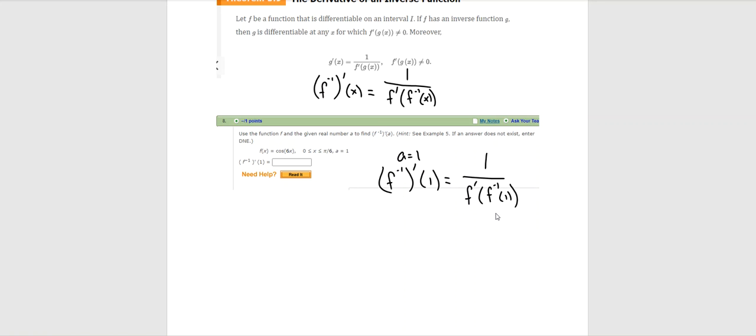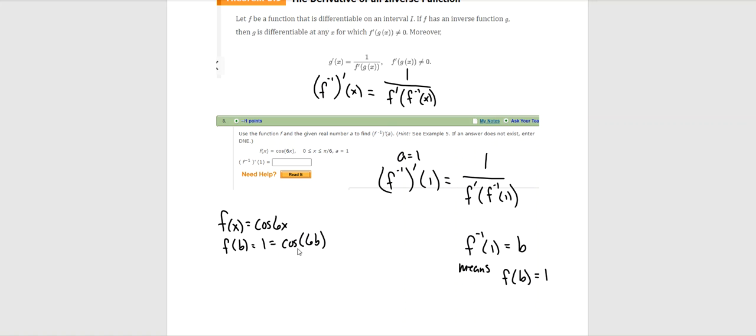Okay, so let's unwrap this. f of x is cosine of 6x. Now, f inverse of 1 equals b means that f of b equals 1. So I want to know for what value is cosine of 6b equal to 1.